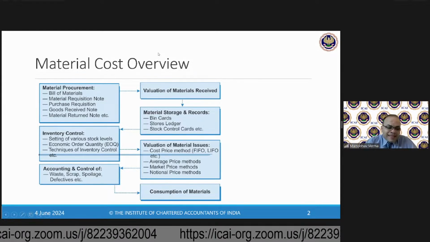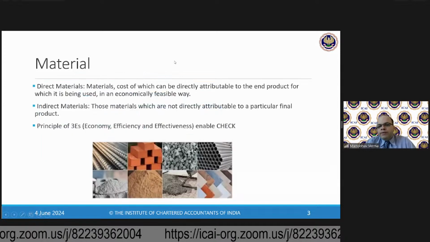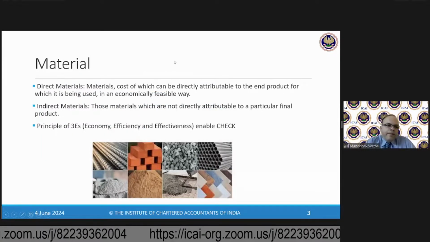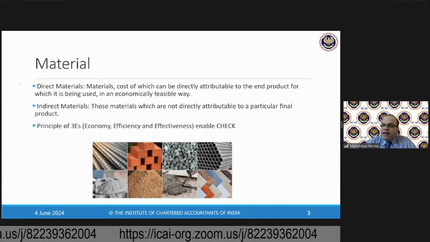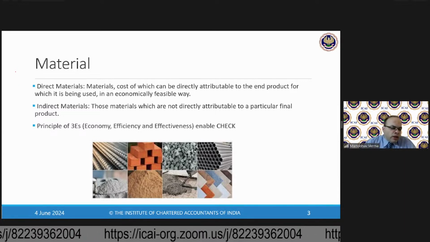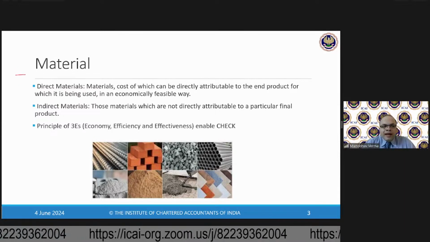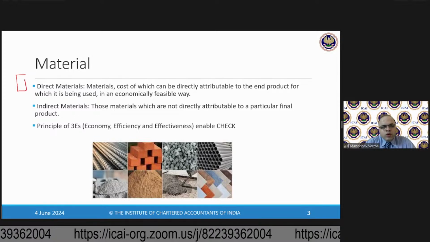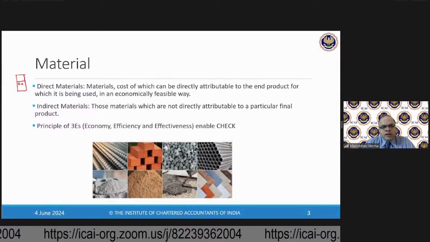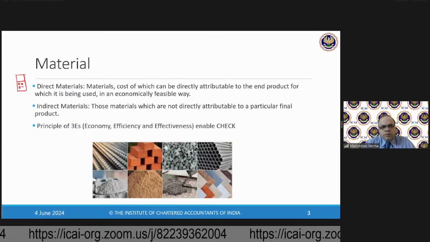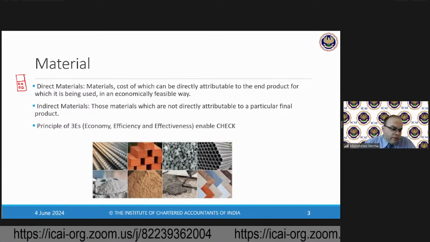So, as I said, the classification is very important. When we talk about the material, we are looking at direct material or indirect material. Let's say this example is just in my hands. We are talking about a simple remote control here. So this is your screen. There are small buttons, which can be for either a television or AC, whatever.